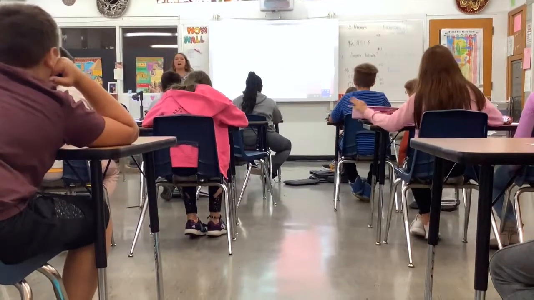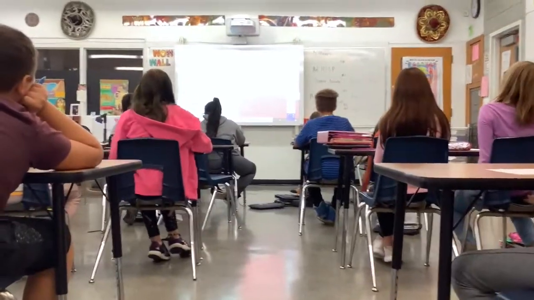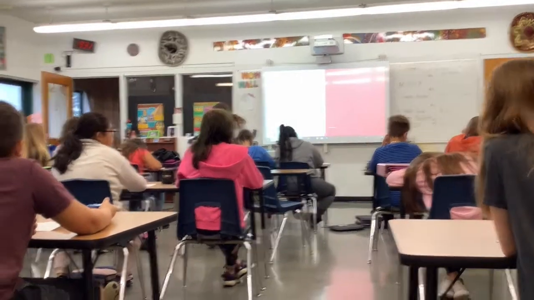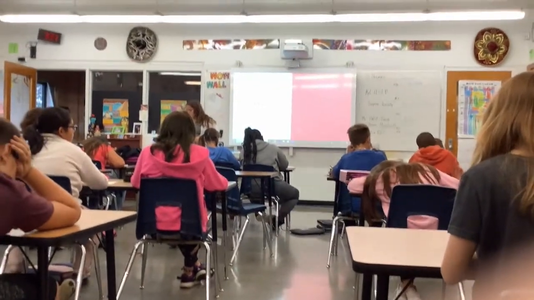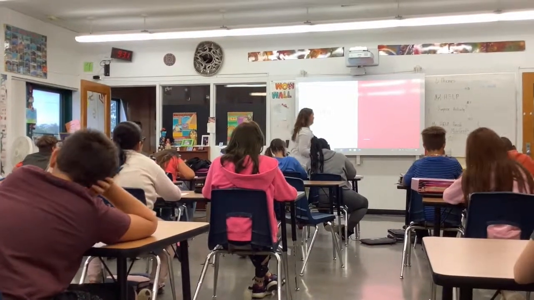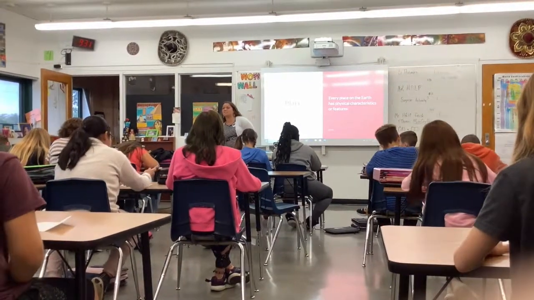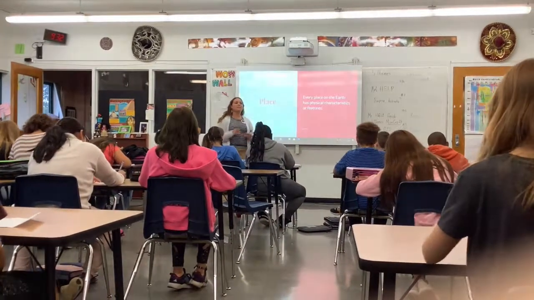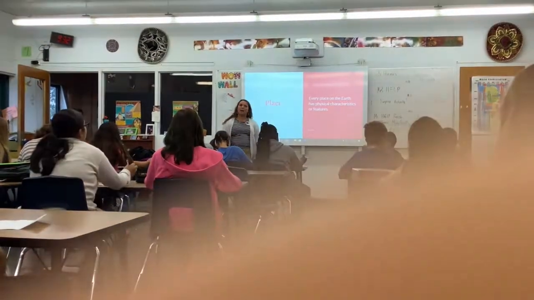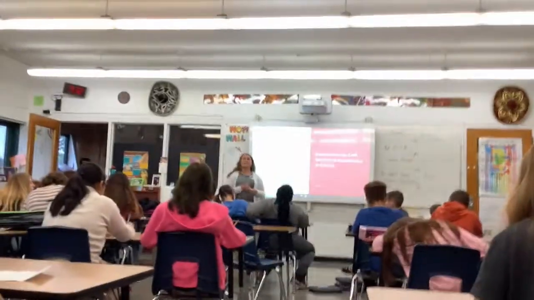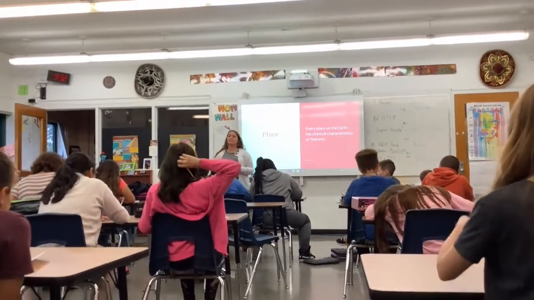So this is going to be the top right box. And this is place. So, places on Earth all have physical features. Yep, so you'll write place in the top right box. Every place on Earth has a physical feature. So, when we think of places like Washington, D.C., we think of the White House or a big city. We think of places like Chicago. We think of high rises.